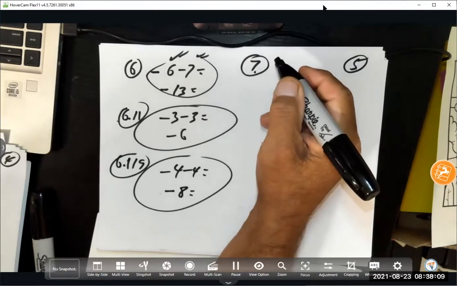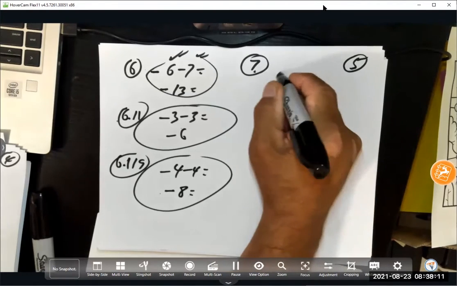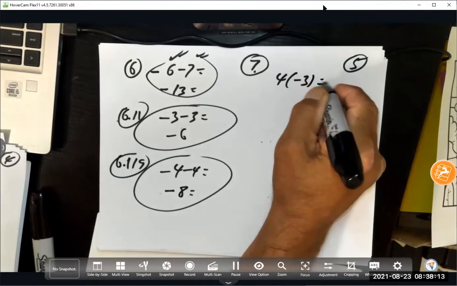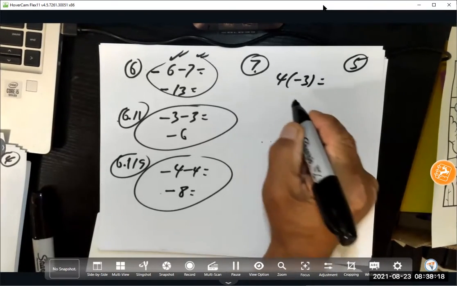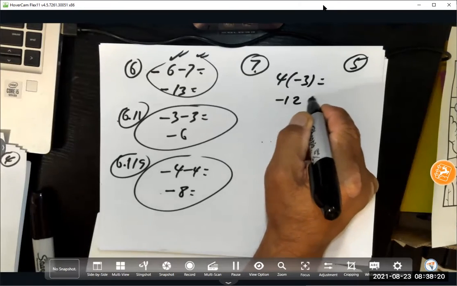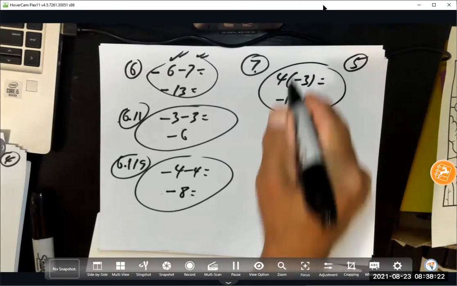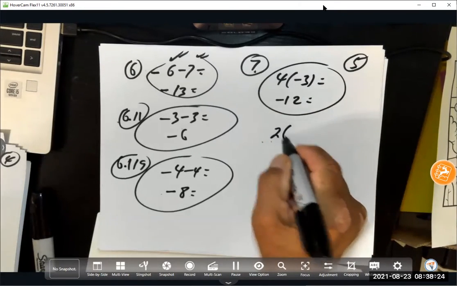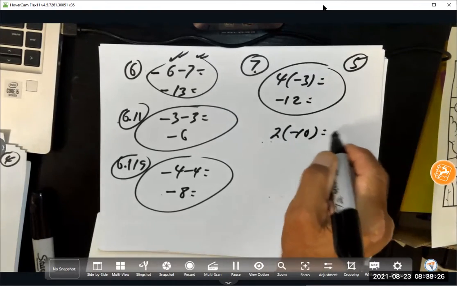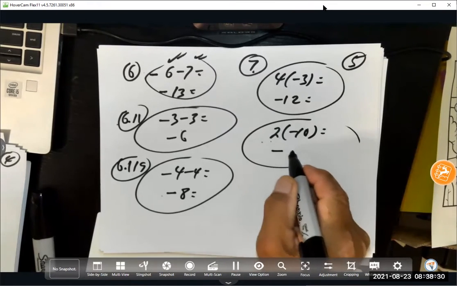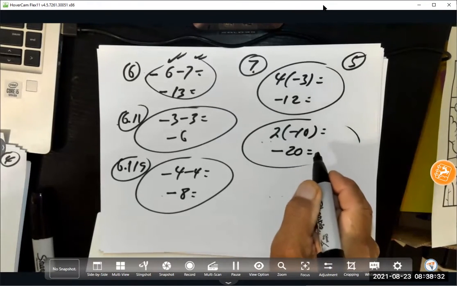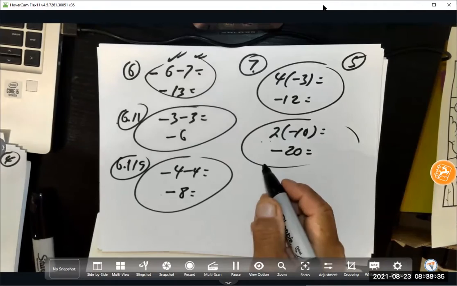Question number 7, a review that I'm doing for y'all. Positive 4 times a negative 3: a positive times a negative is going to be a negative answer. This is going to be negative 12. Another one like this: a positive 2 times a negative 10. A positive times a negative is going to be a negative 20. And like I say, use a machine, machines will help you with this.